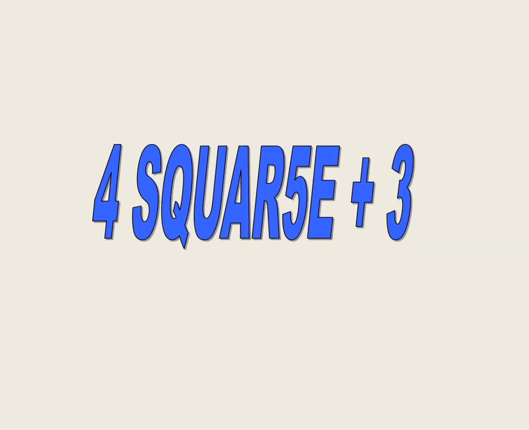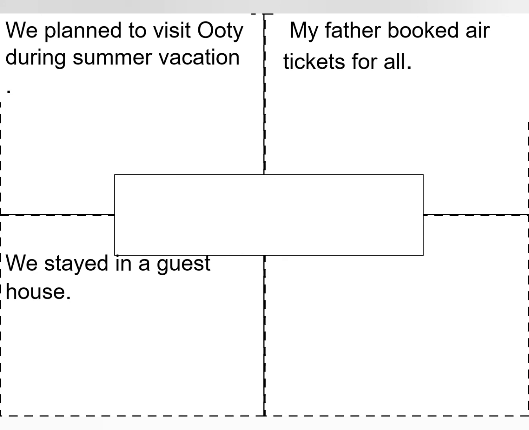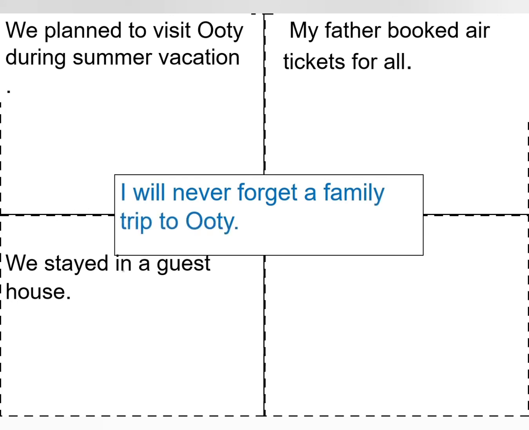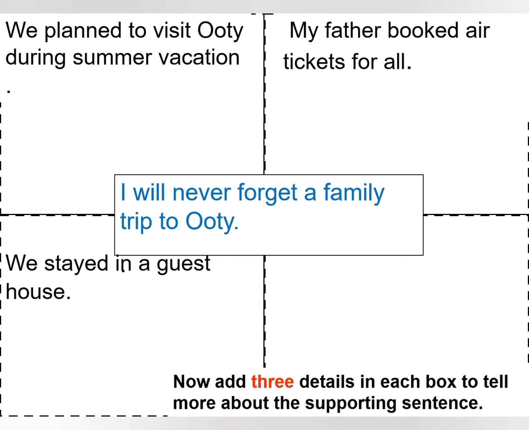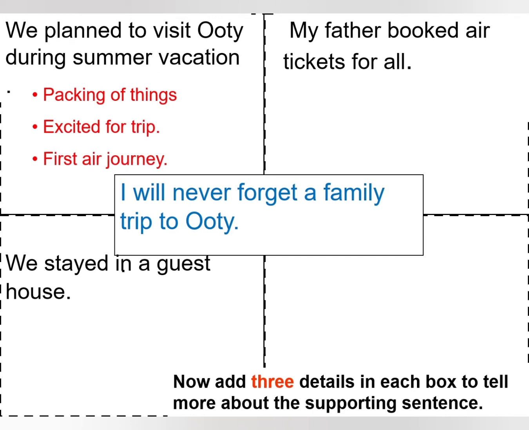If you are using this activity for upper primary kids, the 4 square plus 3 technique will be used. 3 means you have to add 3 detailed sentences instead of 1. No need to write the full sentences here, write the hints only and elaborate those hints while writing the actual paragraph. Like the first supporting sentence, we plan to visit Ooty during summer vacation. The 3 details can be packing of the things, excitement for the trip, first air journey.